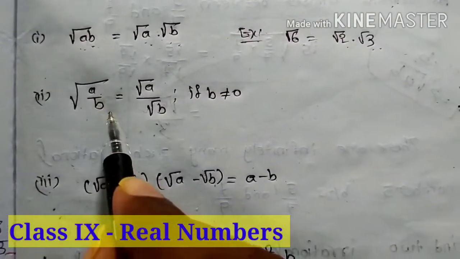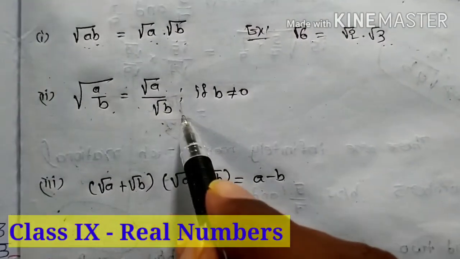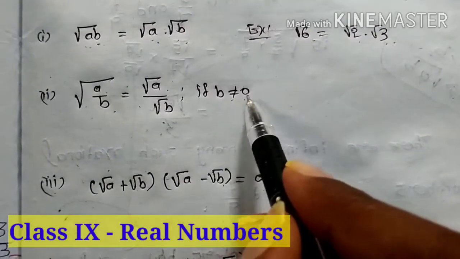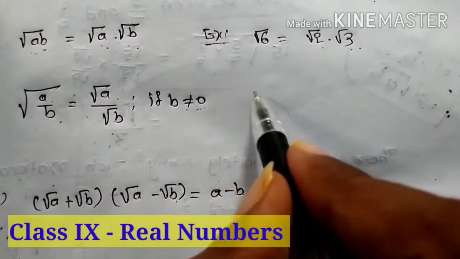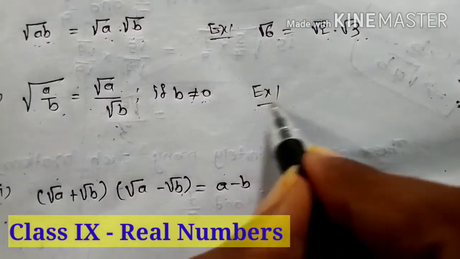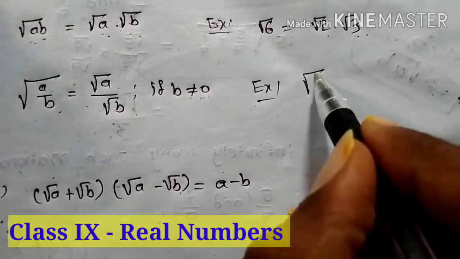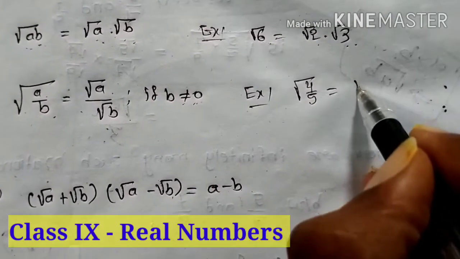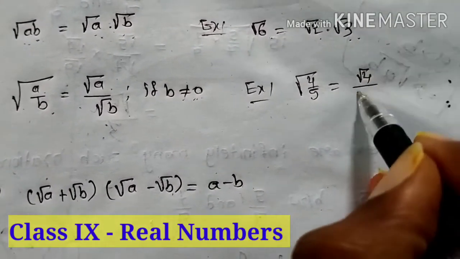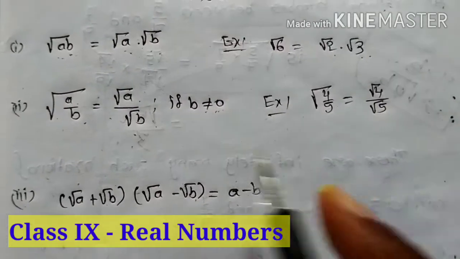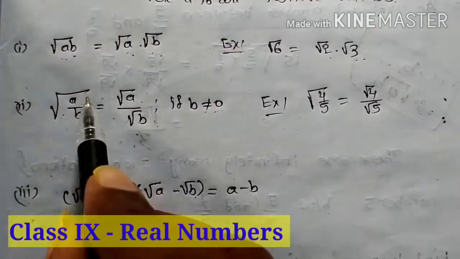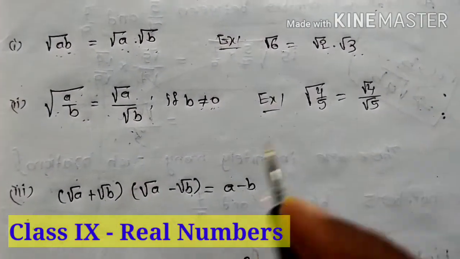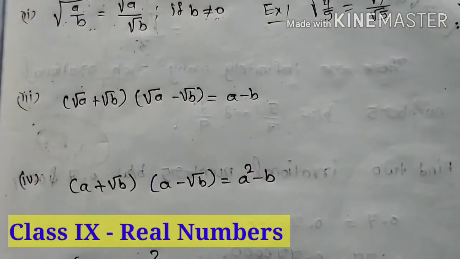Square root A by B is equal to square root A by square root B, where B is not equal to 0. I am giving one more example here: square root 4 by 5. How can you write square root 4 by 5? Square root 4 by square root 5. We are just applying square root to the numerator and denominator. You have to observe these very easy formulas.